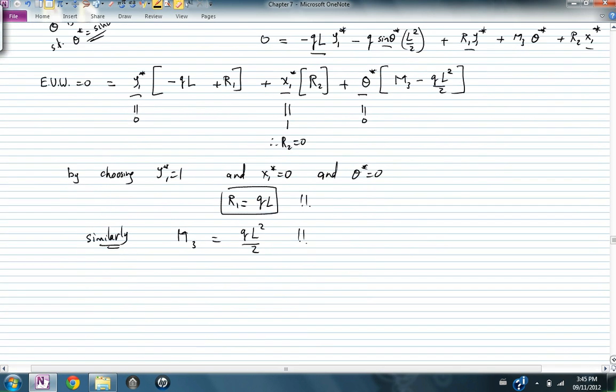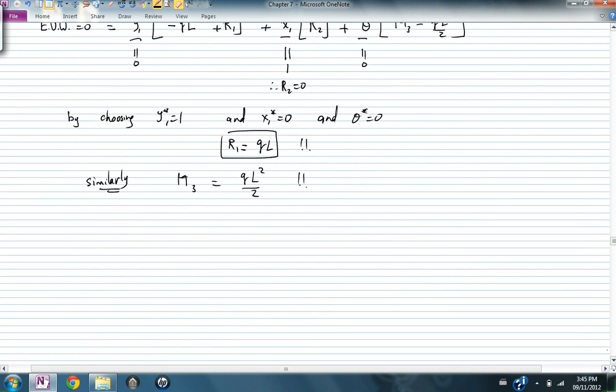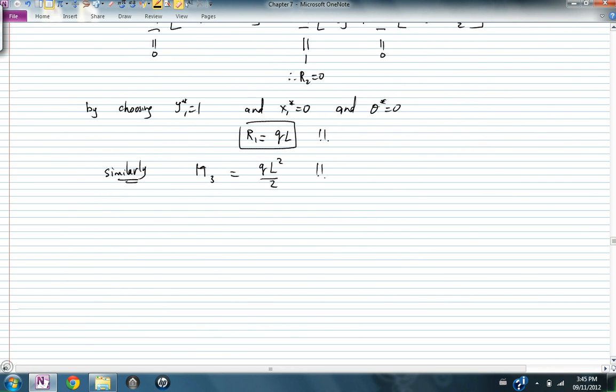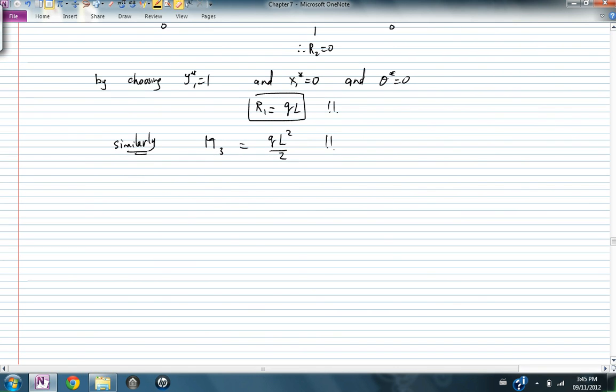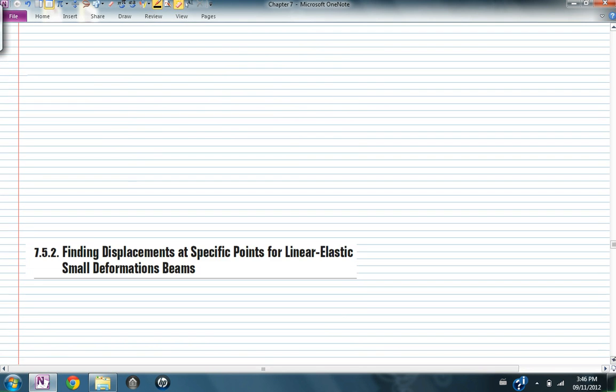And as you can see, the principle of virtual work, in essence, is the same as the equilibrium equations, because of the arbitrary nature of the chosen virtual displacement, I can retrieve the equilibrium equations.